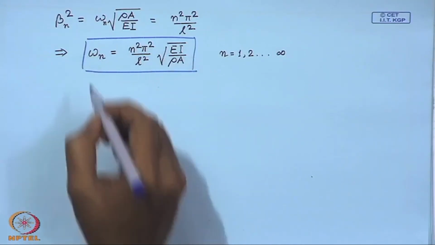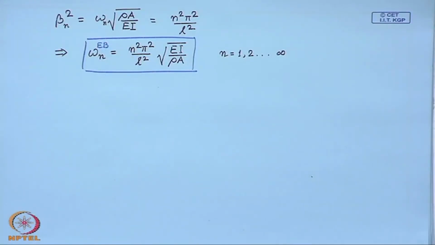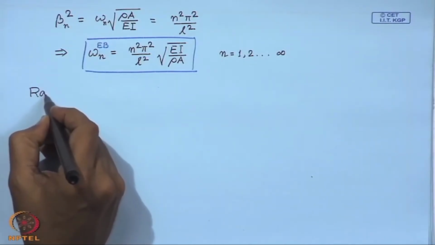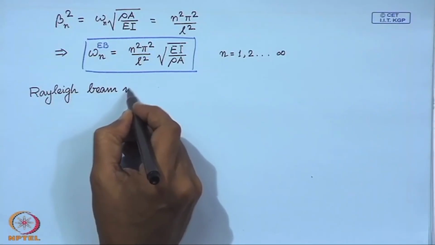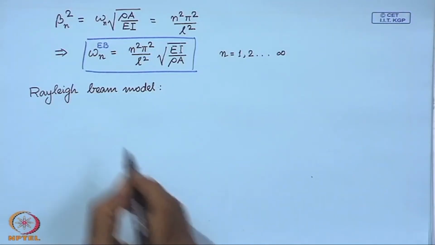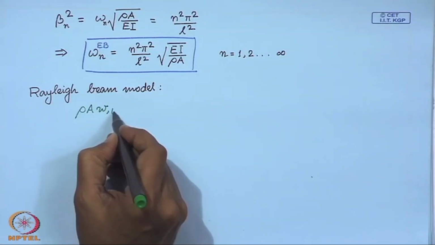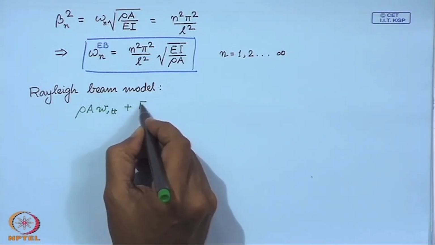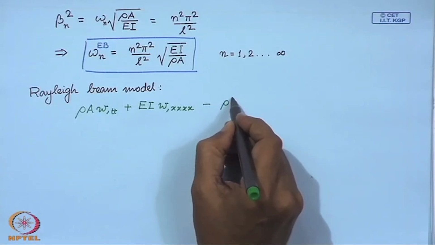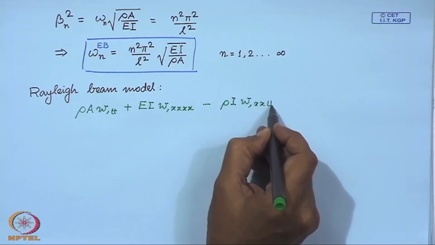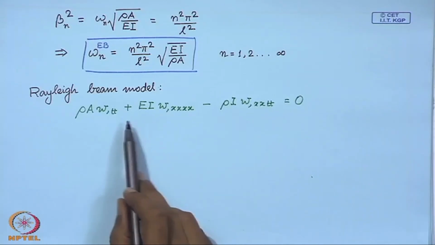Now, so this is for the Euler-Bernoulli. Now, if you look at the differential equation of the Rayleigh beam model, then the differential equation of the Rayleigh beam model reads, so this is the differential equation of a uniform Rayleigh beam.